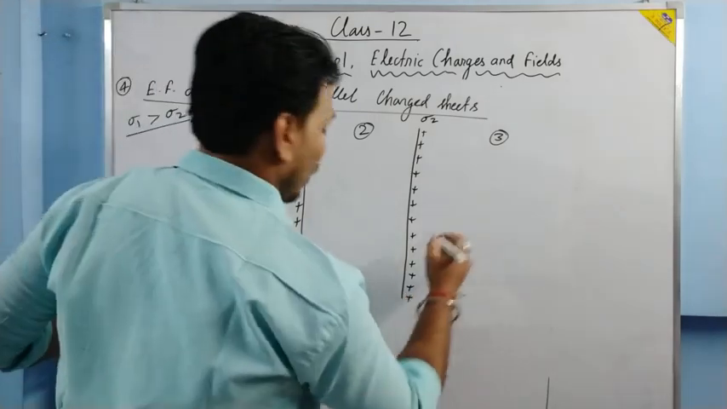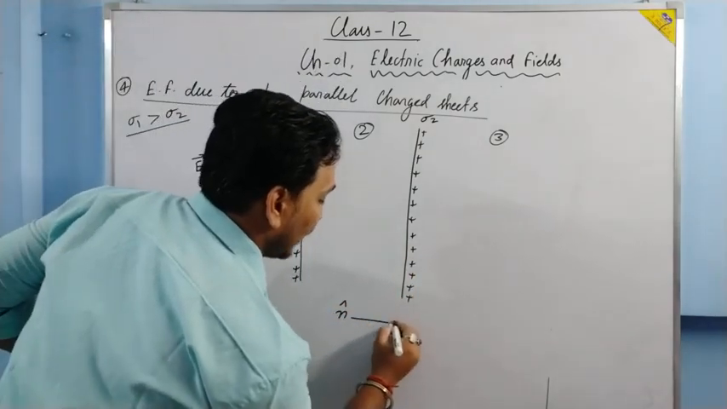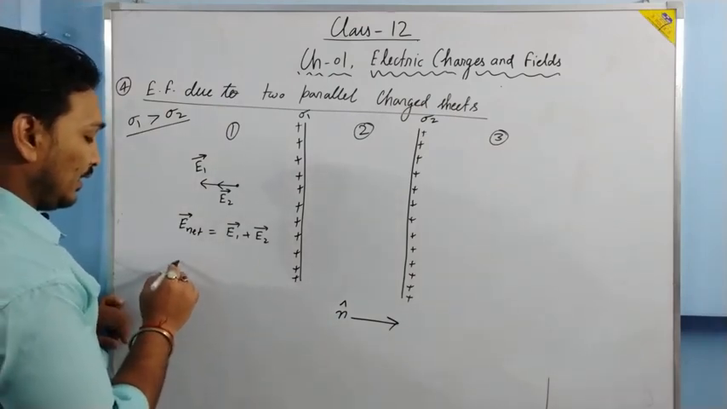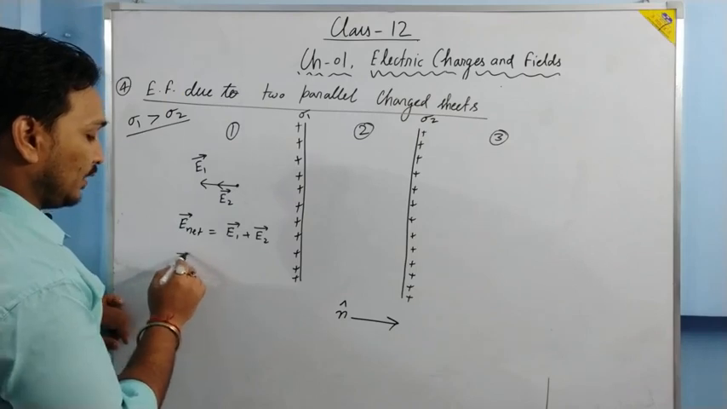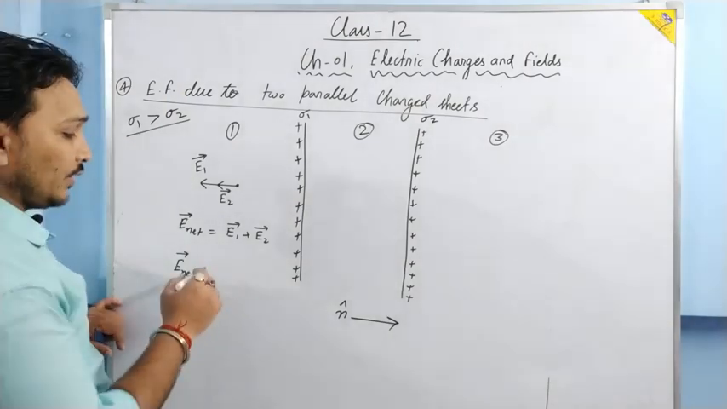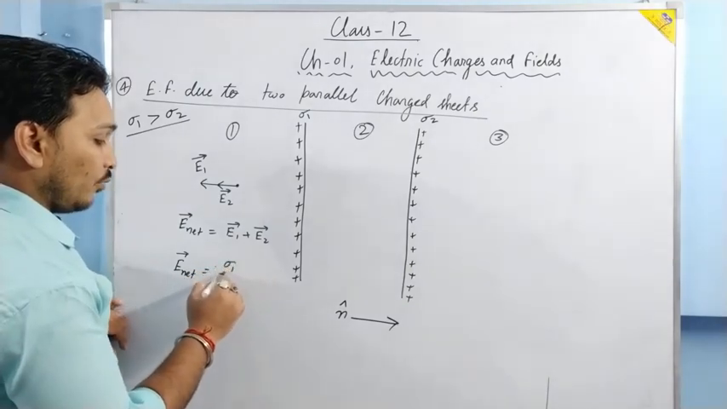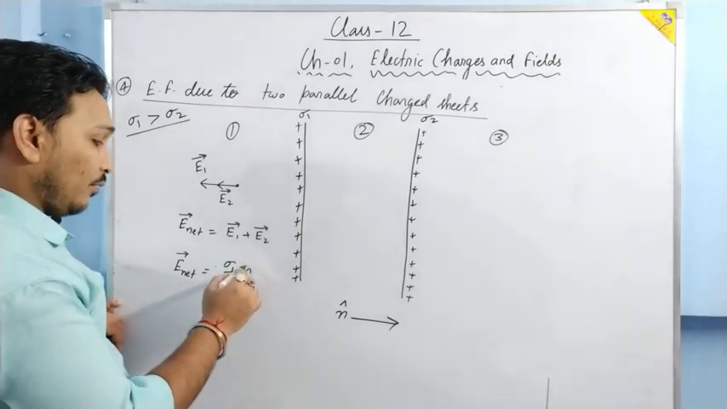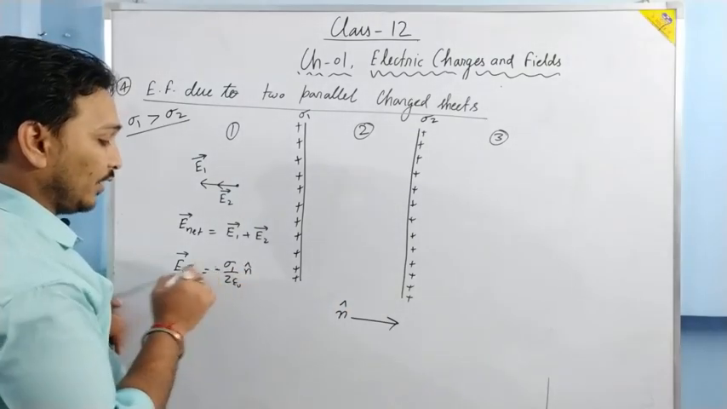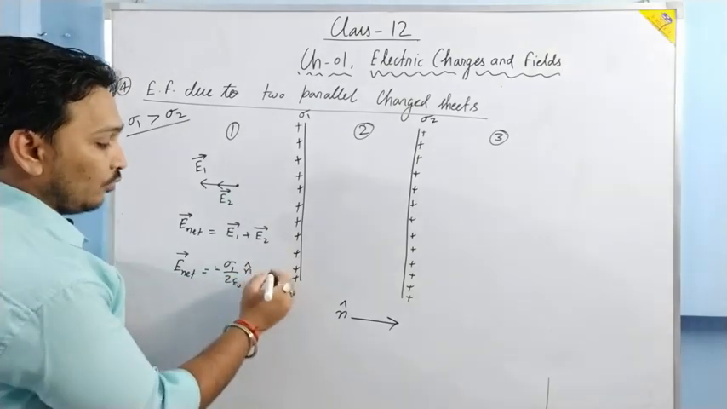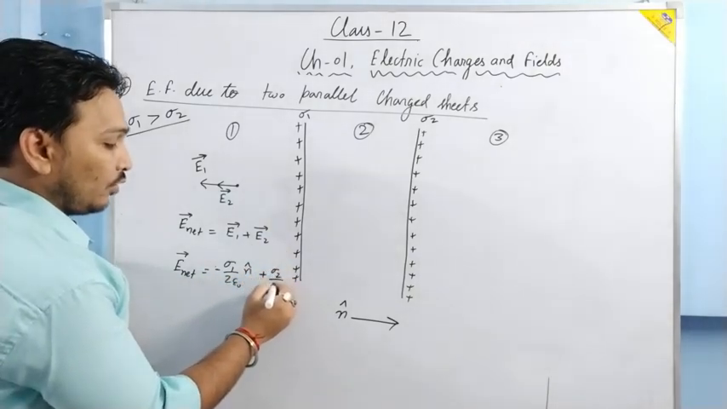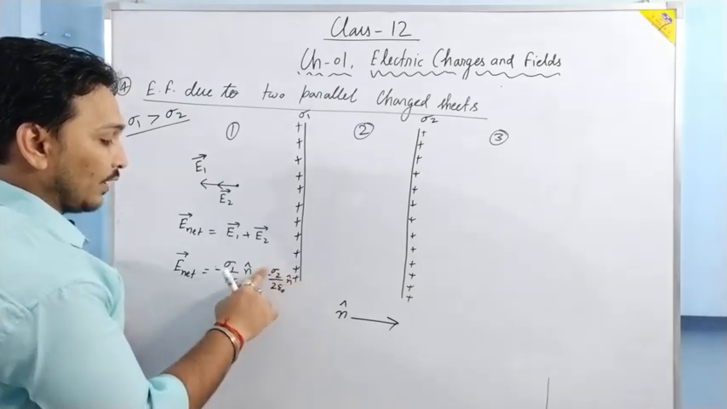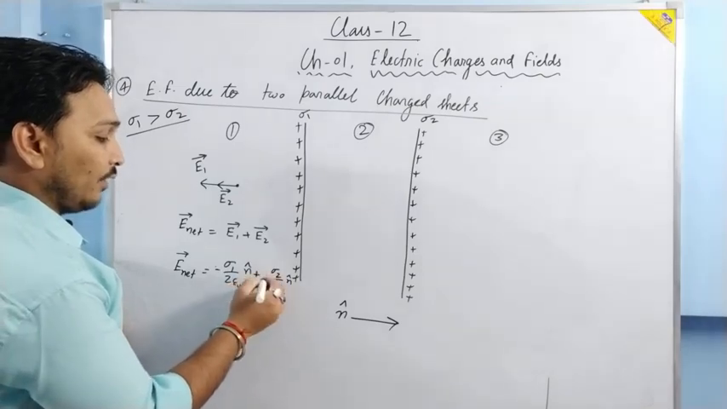Now if we define a unit vector which is directed from this side to this side, then just see here that E net will be given as sigma 1 upon 2 epsilon naught, as per the formula for the electric field due to a sheet, n cap, but n cap is directed in that direction, that is why it becomes minus. Same goes with E2 also, sigma 2 upon 2 epsilon naught n cap, and that too with a negative sign, right?